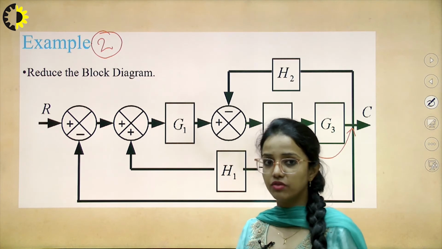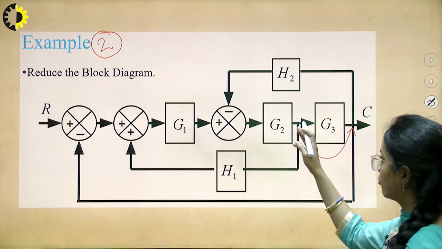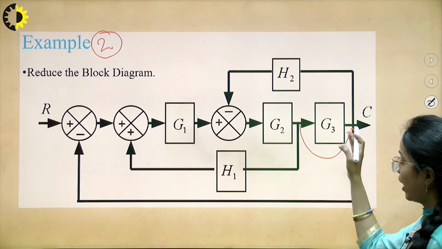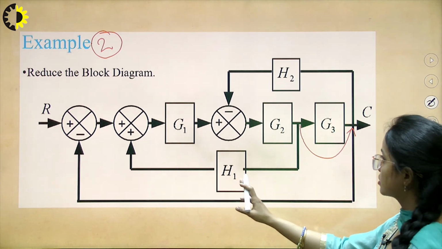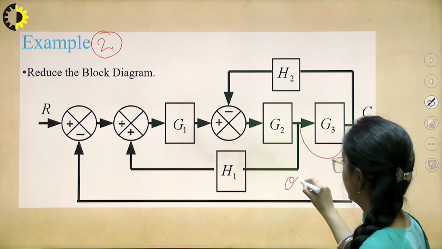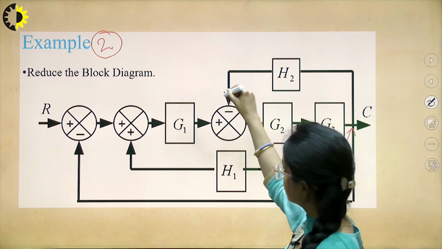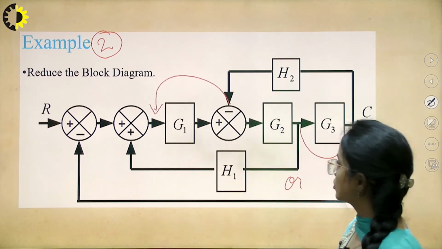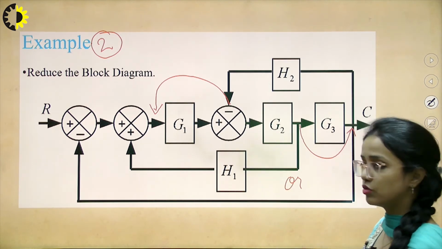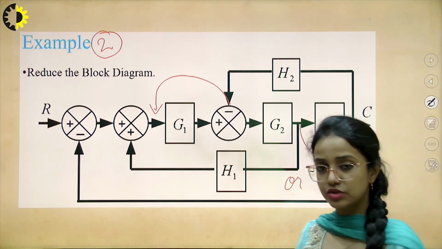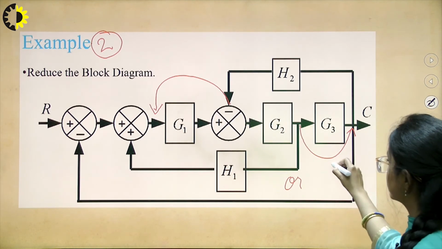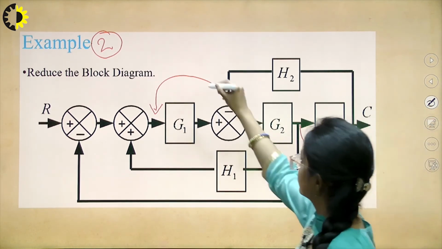So strategy 1 can be, if I move this takeoff point after this gain term G3, I have to divide this term with G3. Another option is I can move this summation here so that these two terms will come into cascade. So we can go with either strategy 2 or 1. This was strategy 1, this was strategy 2.